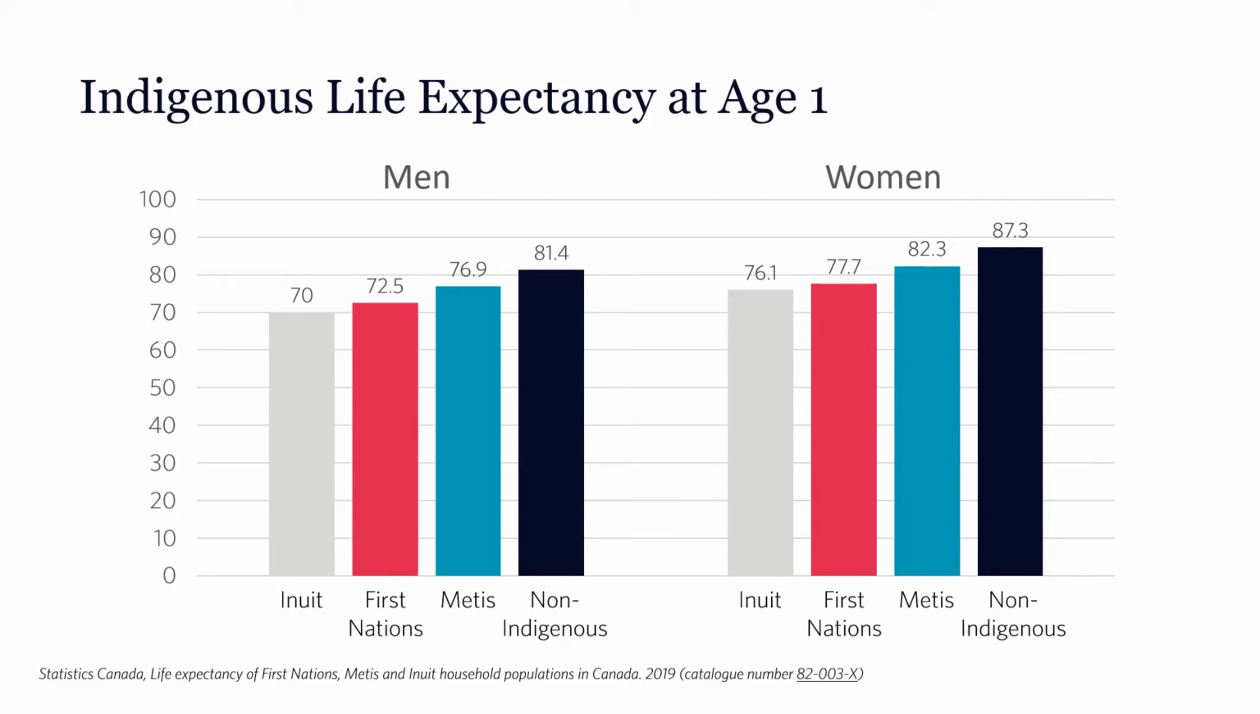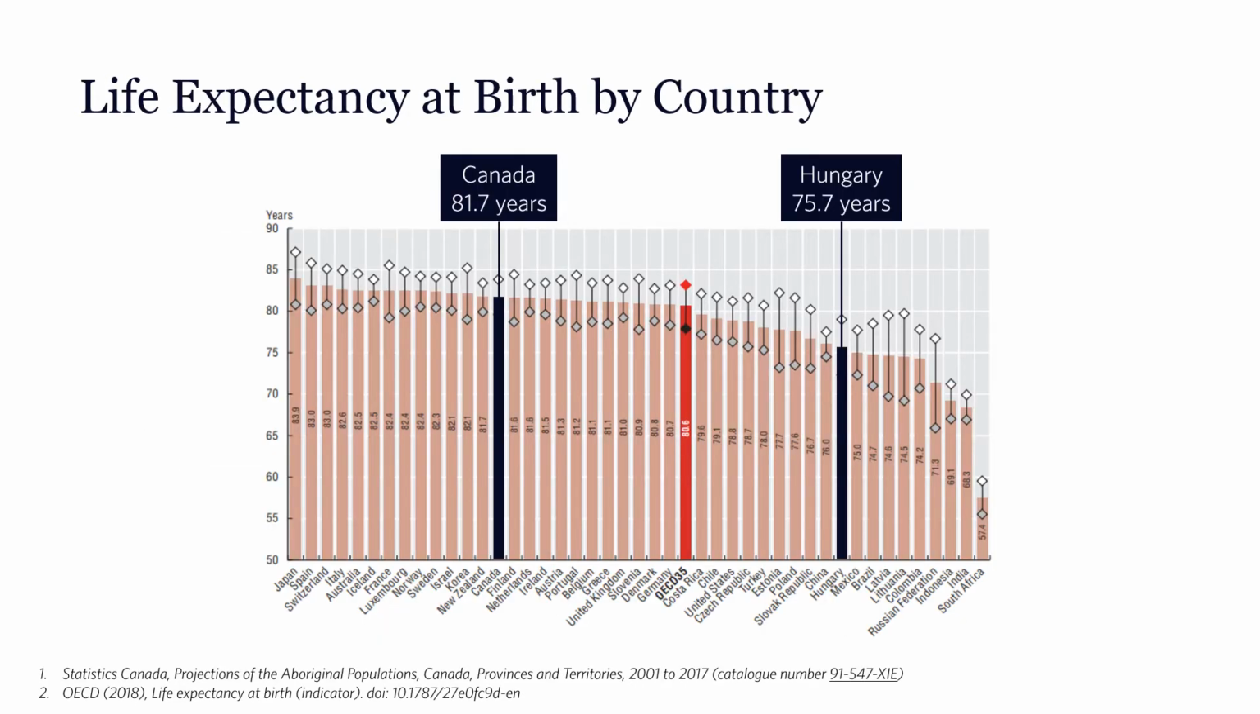One of the most common indicators of population health is life expectancy. There is a 9-year difference in life expectancy between First Nations men and non-Indigenous men. This gap is 10 years among First Nation women. This gap is made more obvious when comparing Canada with its peer countries. This chart shows that the overall Canadian life expectancy is 81.7 years. The life expectancy of Indigenous Canadians is 75.7 years, which is comparable with that of Hungary. This is well below the OECD average of 80.5 years.